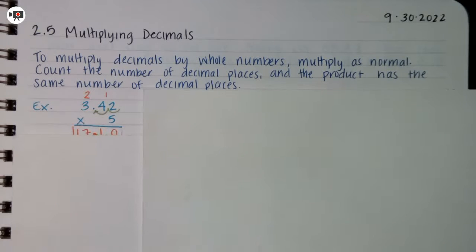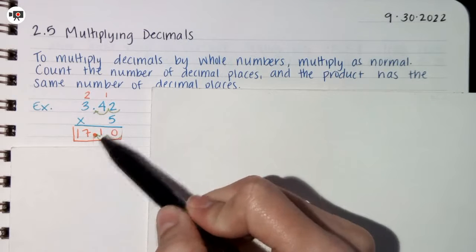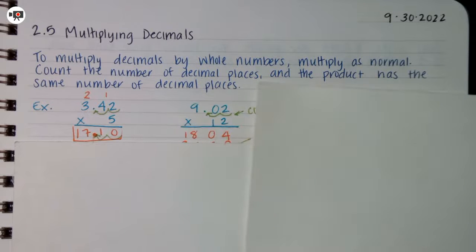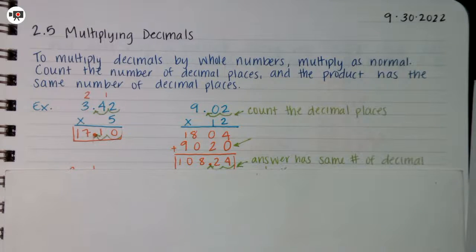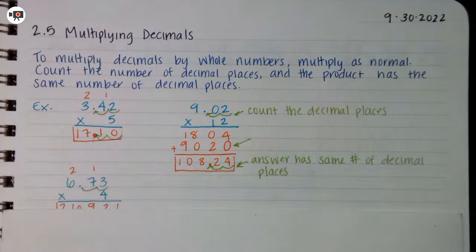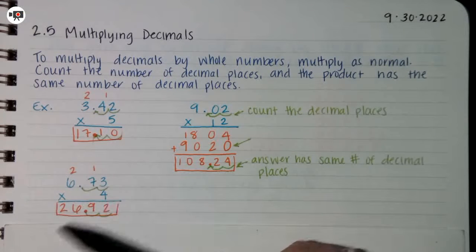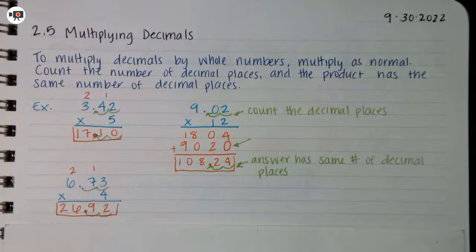So if we're going to do 3.42 times 5, we multiply like normal, and then we count 1, 2, and our answer has 1, 2, and you put your decimal point there. For this one, we multiply like normal, add them all together, and I had 1, 2 from my problem, so in my answer I go over 2. And let's do one more. If I do 6.73 times 4, I get 2692, and 2 decimal spots, so I go over twice.